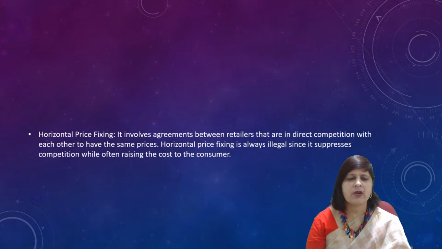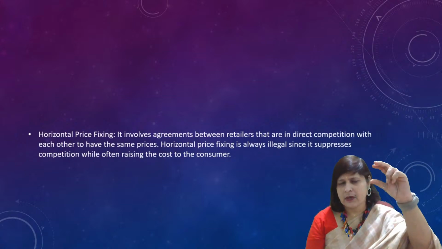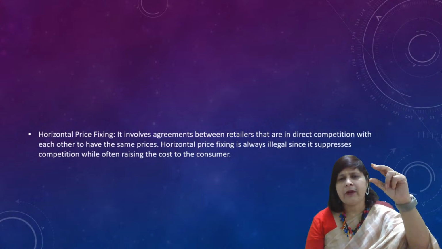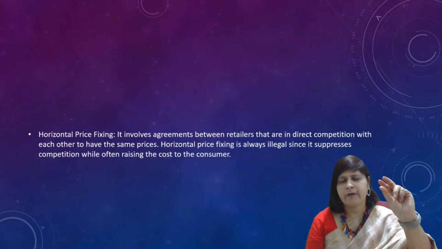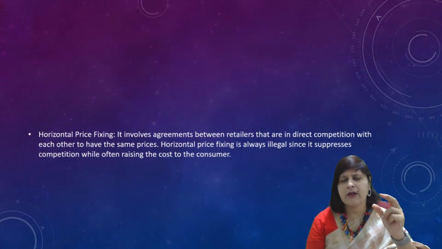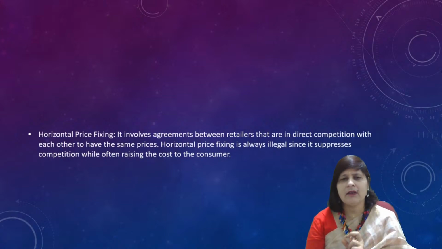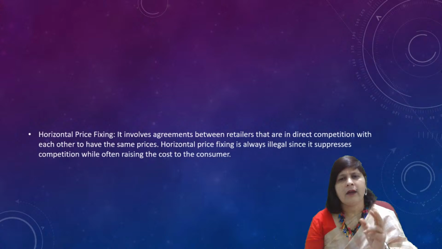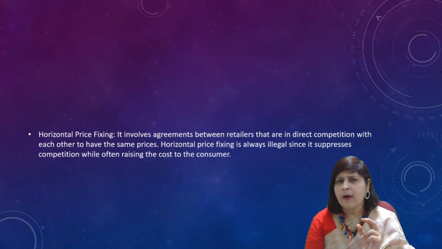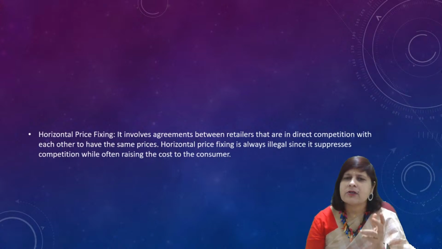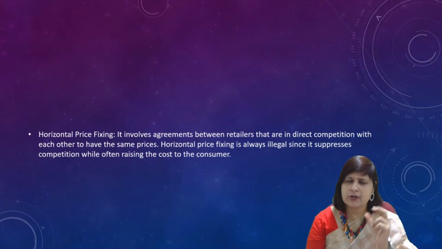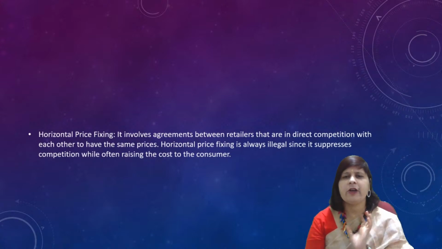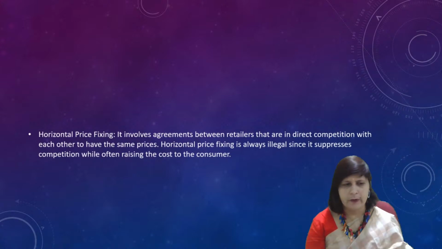Then the horizontal price fixing. Suppose a manufacturer sells that product at 50 rupees to the wholesaler, the wholesaler sells it at 60 rupees to the retailer, and the retailer can sell at 70 rupees. And if MRP is 72, then according to law, that retailer cannot sell that product above MRP. So from 50 to 60 to 70, up to 72 rupees, that product can be sold.